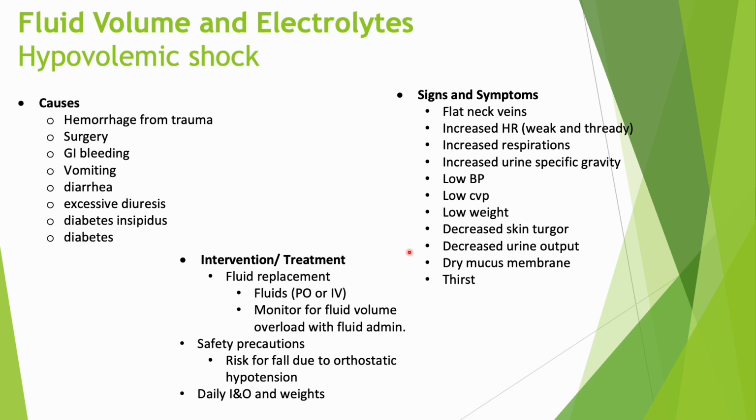Let's see. Fluid replacement. What is the level of fluid replacement when we're dealing with hypovolemic shock, right? Know that. Monitor for fluid volume overload with fluid administration. Yes, that is accurate as well. Flat neck veins. Yep, because these are signs and symptoms of not having enough fluid in our body. Increased heart rate, low BP. Of course. Low weight. Yep. Decreased skin turgor. Yep. So how do we manage all of these things?